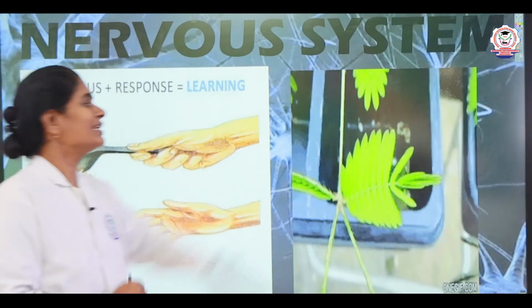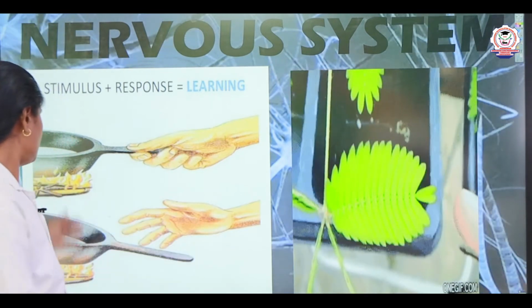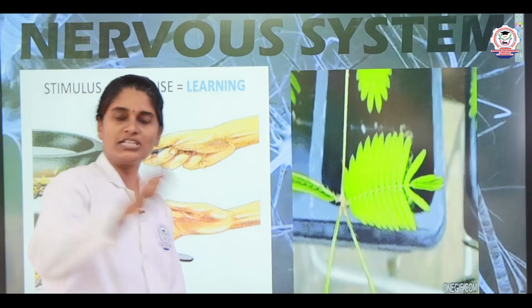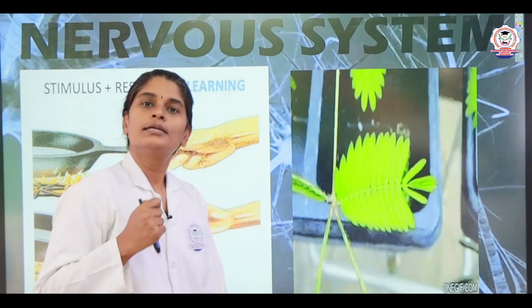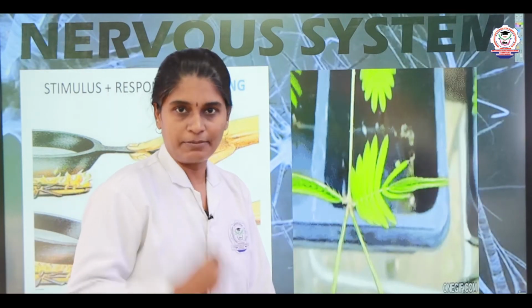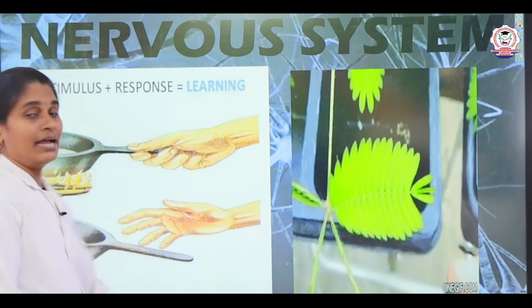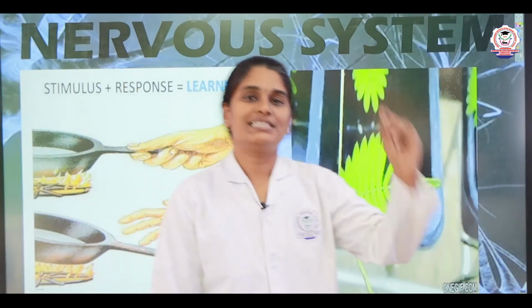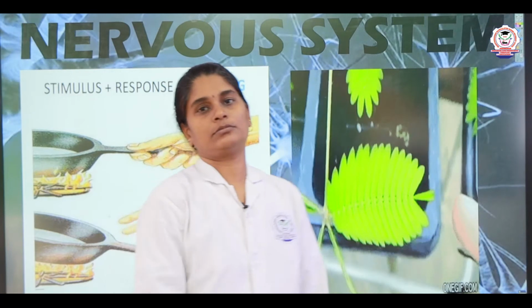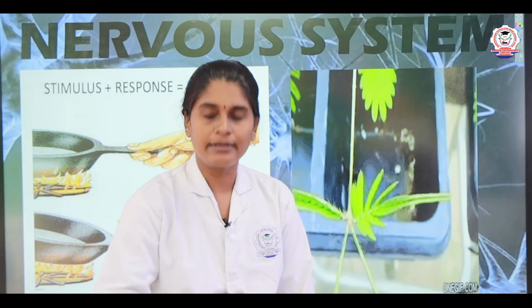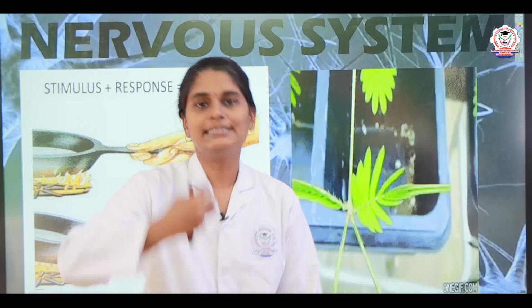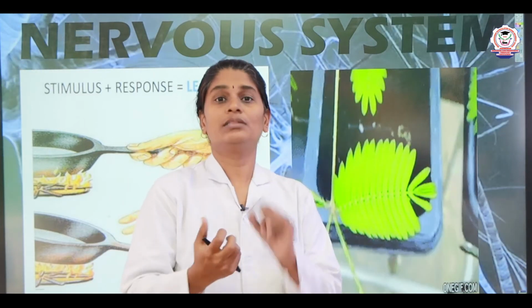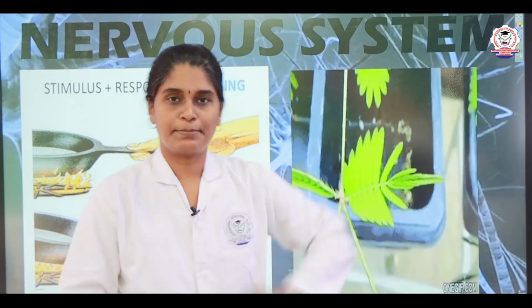Here you can see in this picture, if you touch a vessel which is very hot, suddenly what will you do? You will withdraw your hand from it, right. It means that you are sensing that the vessel is hot through your receptor. What is the receptor? The hand. In your hand, you have nerves. With the help of hand nerves, you are sensing that it is hot. So, here the hand nerves act as a receptor.